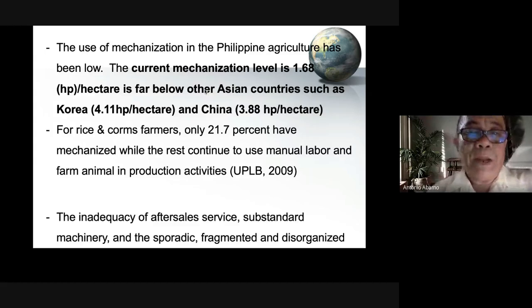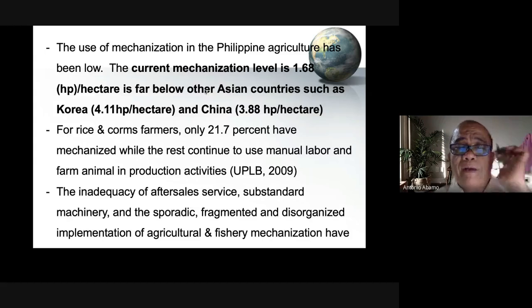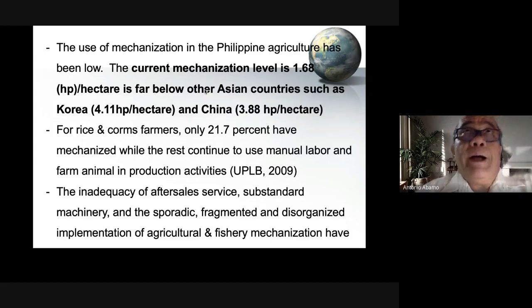Another thing is the sheer inadequacy of after-sales service, or substandard machines, for farm machineries in the Philippines. In other words, our farm machineries are not supported by after-sales support, which is very lamentable because the moment your farm machinery breaks down, it's difficult to repair, and there is no guarantee that it will be repaired with a certain warranty, so that you can be assured it is going to be fixed very quickly. You have to wait. You have to look for a particular fabricator that can probably fix your broken machines.